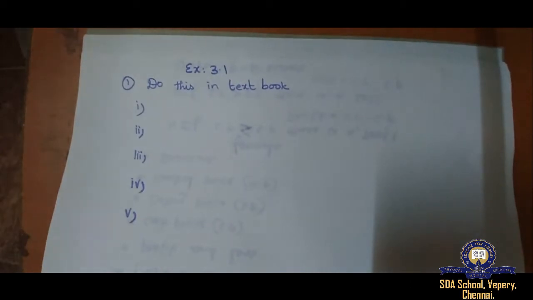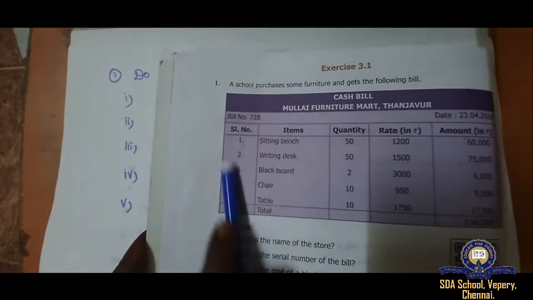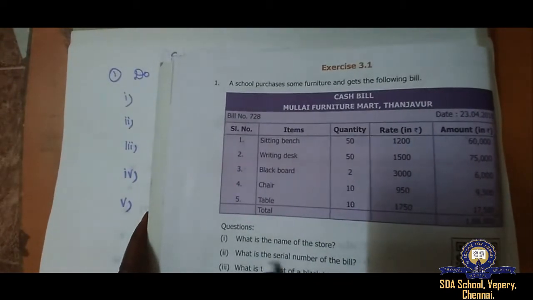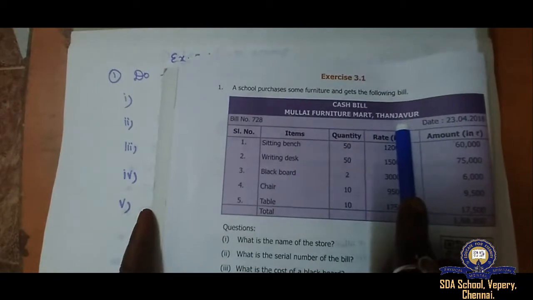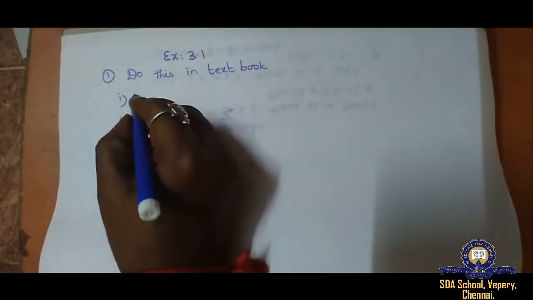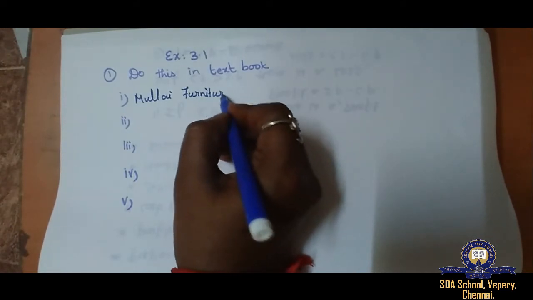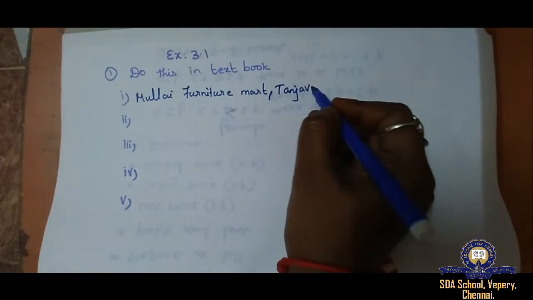Next, exercise 3.1. The first sum we have to do in our textbook, page number 54. One bill is given here, and with that bill we have to find the answers to the questions. First question, what is the name of the store? The name of the store is given at the top of the bill: Mullai Furniture Mart, Tanjavur. So I can write here Mullai Furniture Mart, Tanjavur.